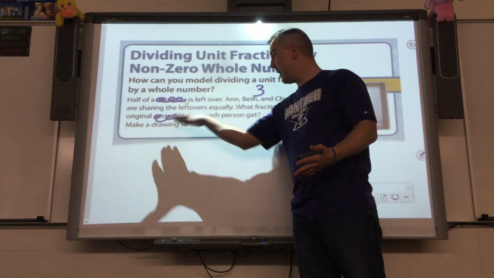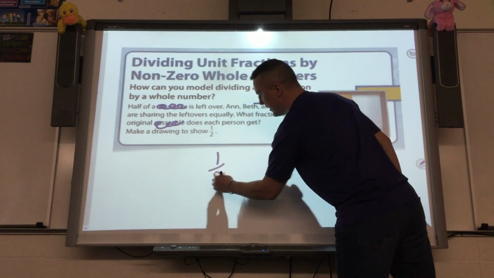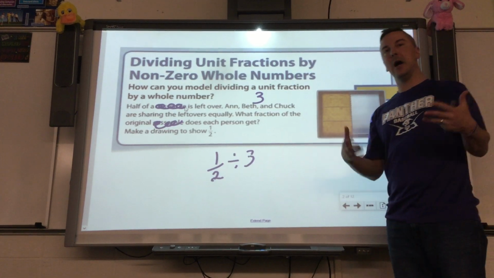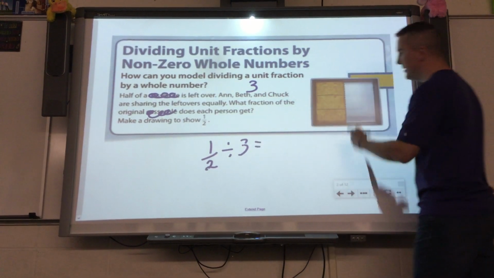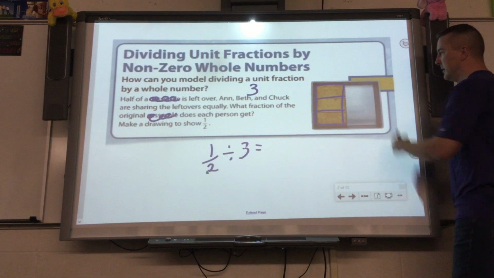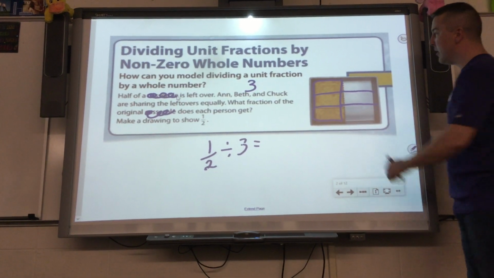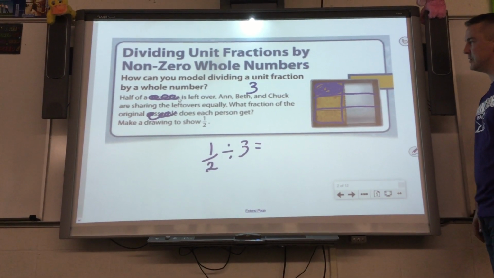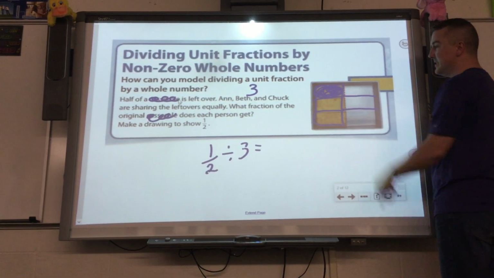So I'm going to take how much of it's left over, half of it. Half of this pan is left over. And I'm going to divide it amongst 3 people. Now we're wondering, how much does each person get? For this, I'm going to divide this half into 3 parts. What part of the original pan of lasagna or whatever hot dish is made does each person get? If you look at it, 1, 2, 3, 4, 5, 6, they get 1 out of 6.